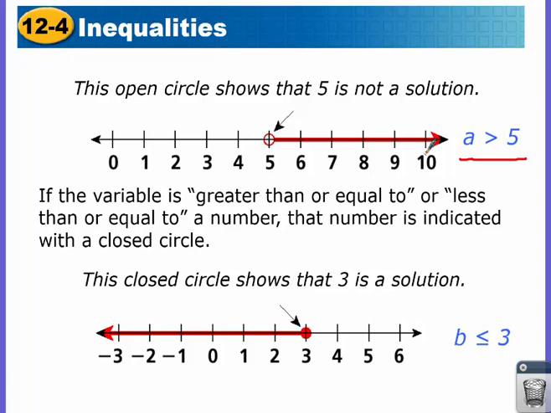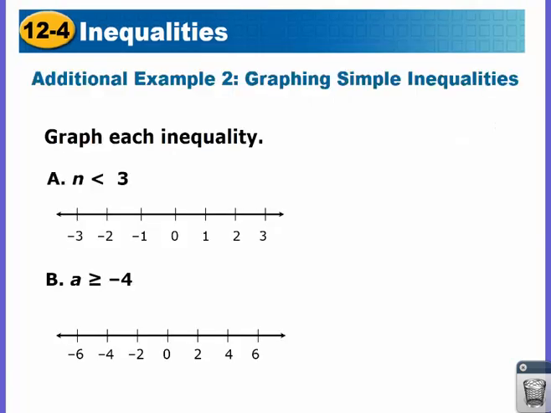Okay, next one, if the variable is greater than or equal to or less than or equal to a number, that number is indicated with a closed circle because now we include that value. So here's our inequality statement. B is less than or equal to 3. Okay, because of the equal to, we're going to shade the 3 in. So we close the circle in and we shade to the left, which is all the values that are less than 3. So let's see if you can do one or two of these for me real quick before we end this video for today.